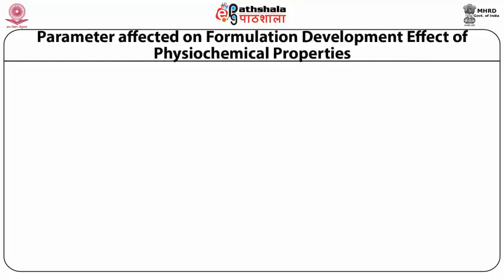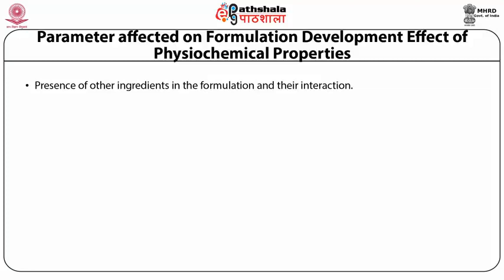After understanding the various properties of the parenteral drug carriers, it is now imminent for us to understand the various parameters which would eventually affect the formulation development. There are a variety of sets of parameters which will be affecting the formulation development. We'll start with the very first one, which probably is the effect of physicochemical properties. The first is the presence of other ingredients in the formulation and their interaction.